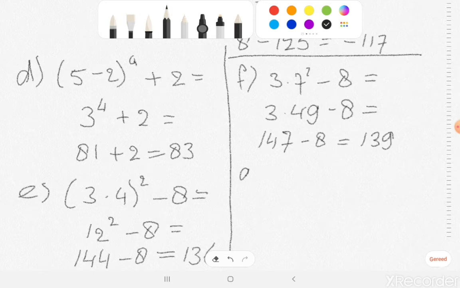Exercise G. 2 to the power of 5 minus 5 squared. You can also pronounce it as 5 to the power of 2, but we know if this is to the power of 2, you can say squared. 2 to the power of 5, alright. That's 2 times 2, that's already 4, times 2, that's 8, times 2, that's 16, times 2 is 32. And 5 squared was 25. And 32 minus 25 is 7.